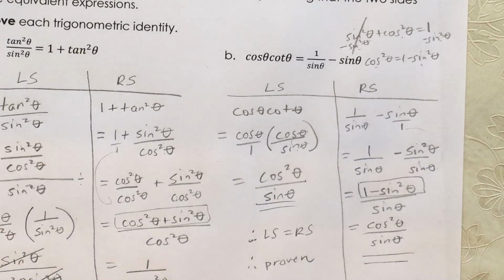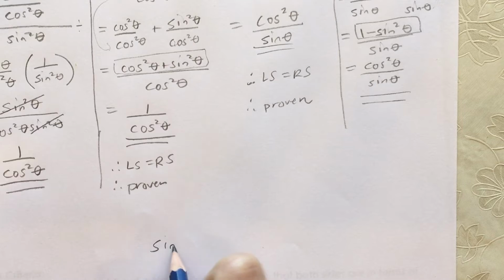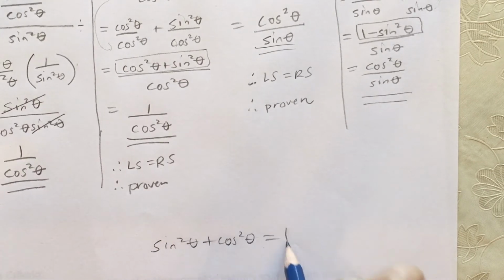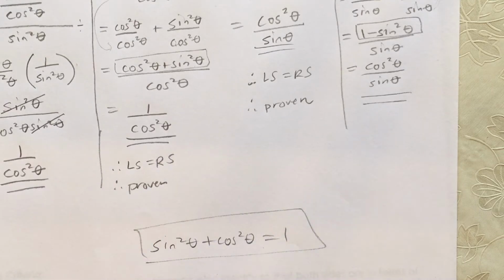So in both cases, we've used that fact of being able to write things in terms of sine and cos. So that's one strategy we've used. We've also used that really important identity that sine squared theta plus cos squared theta is equal to 1. So that's a very important identity that we use, okay?